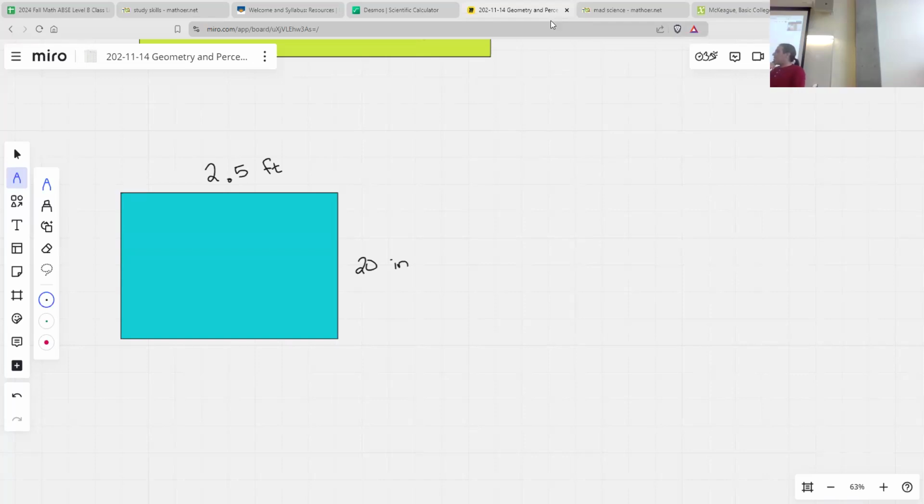Most people like that one because it gets rid of the decimals. So if I have 2.5 feet, then there's 12 inches in a foot. So 2.5 times 12: 12 and 12 is 24, and then half of 12 would be another 6. So we get 30. If you wanted, you could always use a calculator.